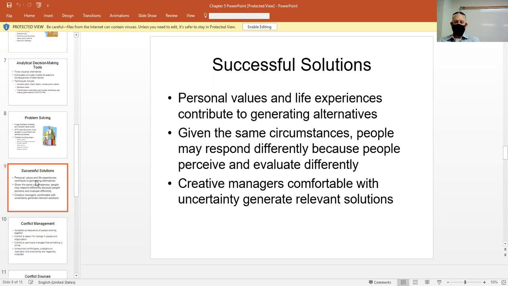And given the same circumstances, people might respond differently because people perceive and evaluate differently. So two people aren't going to make the same decision because they're going to see things differently. Now, the same person on a given day might make a different decision if presented with the same thing, depending on how their day is going, how clearly they're thinking that day.